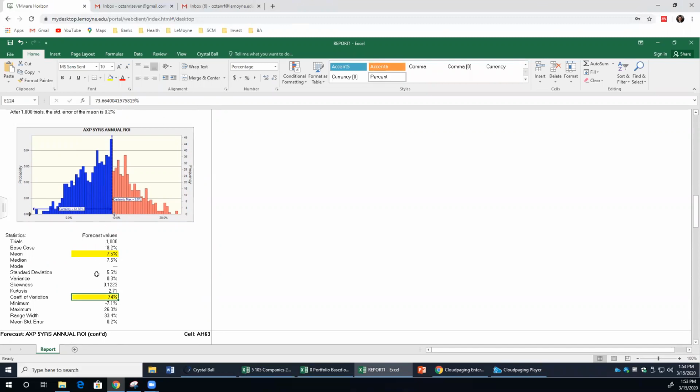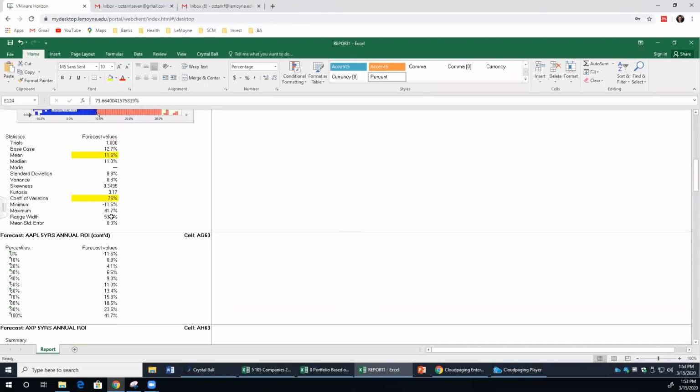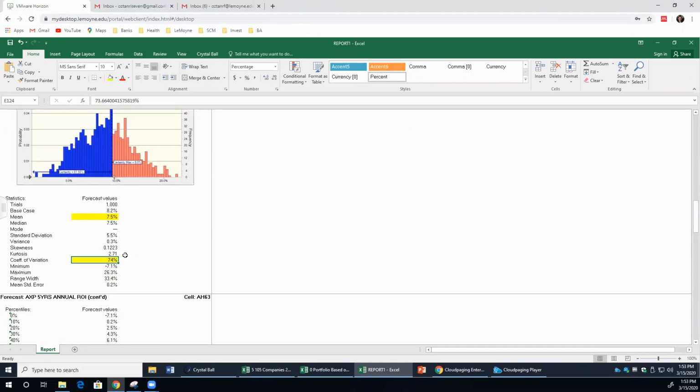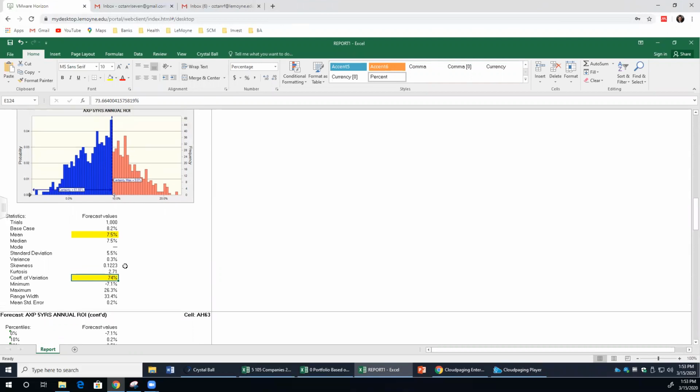Let's see which one is higher, 74% versus 76%. Apple was a little bit higher risk, higher return. However, the risk increased only by 2% in coefficient of variation, while the mean increased quite a lot from 7.5 to 11%. So Apple looks like a really good company in comparison to American Express.